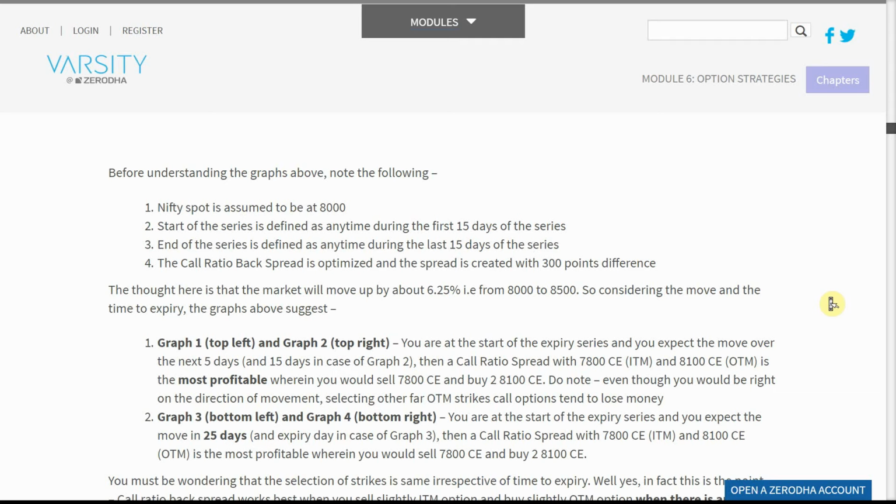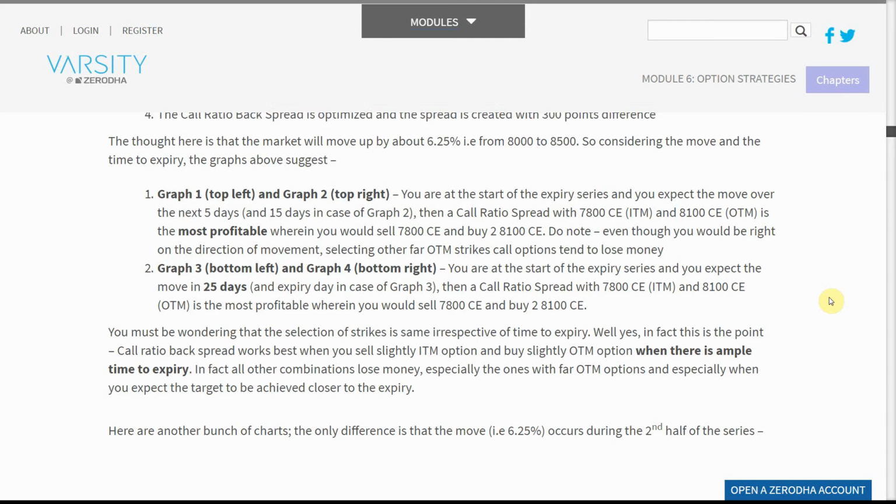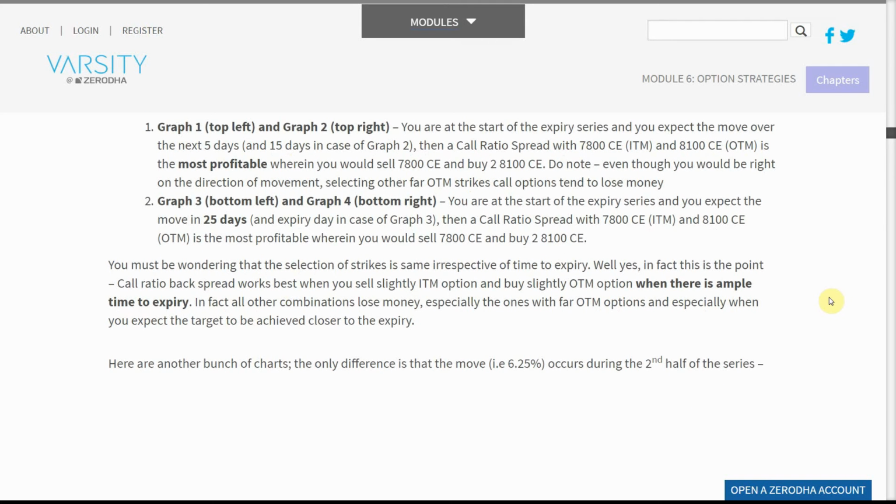The thought here is that the market will move up by about 6.25%, i.e. from 8,000 to 8,500. So considering the move and the time to expiry, the graphs above suggest: Graph 1, top left, and Graph 2, top right, you are at the start of the expiry series and you expect the move over the next 5 days, and 15 days in case of Graph 2. Then a call ratio spread with 7,800 CE ITM and 8,100 CE OTM is the most profitable, wherein you would sell 7,800 CE and buy 8,100 CE.